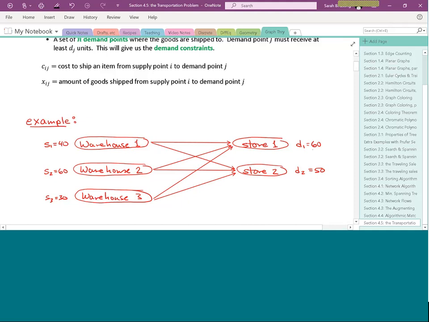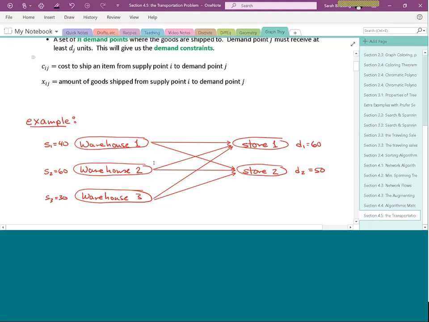Store 1 wants 60 units of whatever your items are, and store 2 wants 50 units of whatever your item is. Notice here the directed edges of this graph are specifically indicating the supply lines. So we're going here from the warehouses to the stores. The assumption here is we're not sending stuff back from the stores and returning it to the warehouses. The assumption is that we are only going from the warehouses to the stores. Okay, so in that direction.